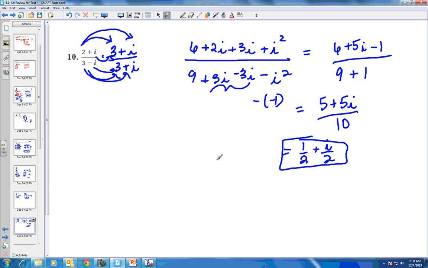Oh, yeah. All right. Yes, if you want to write it as this, 1 plus i over 2, same thing. I usually separate it.